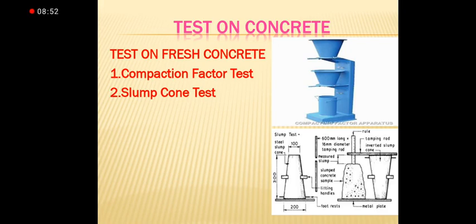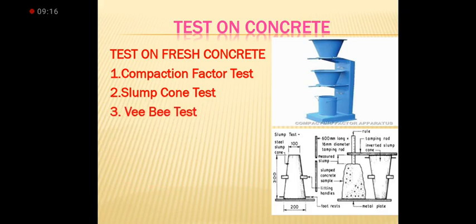If you will suddenly take out the cone, you can see there will be a fall down in the concrete, a sink in the concrete. What is the depth of sink? That is called its slump value. According to the slump value, Indian Standard Code Book has identified that where that particular kind of concrete can be used. It is given in the Indian Standard.